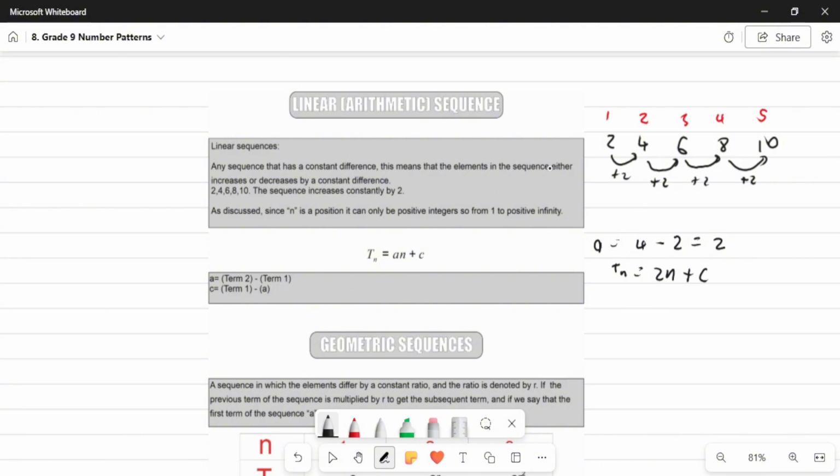How do you get C? C is term 1 minus whatever A is. Right? So that's how you have to work it in stages. Work for A first, then come to C. So it'll be term 1 minus, put this in brackets, A, which will give you 0. So therefore, Tn is equal to 2n plus 0, which is just 2n. Understood? So if I want to find the 100th term, it'll be T100 is equal to 2 into 100, which equals 200. So the value of the 100th term is 200.